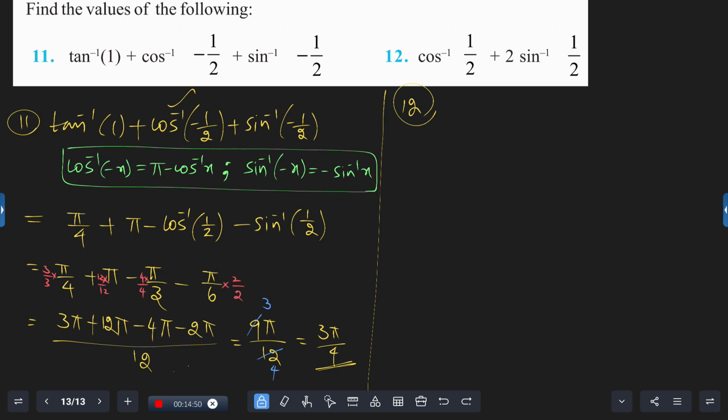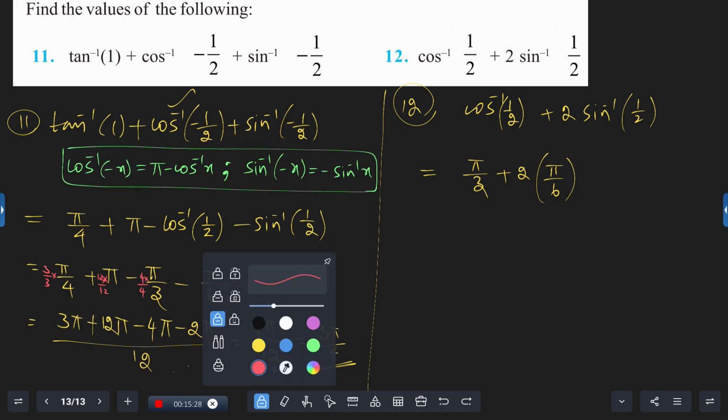Next, the 12th one. What is that? Cos inverse 1 by 2. If you want to give brackets, you can, or else it's not an issue. Negative, they will be giving generally. Plus 2 into sine inverse of 1 by 2. So for what angle will you get 1 by 2 in cos? 30, 60. We have seen it now. Pi by 3. Plus 2 into, for what angle will you get 1 by 2 in sine? Pi by 6. Now we have seen this. So pi divided by 6 you will be getting.